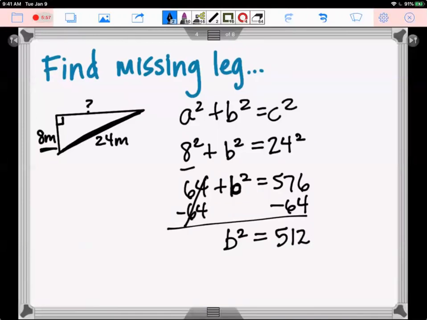And then how do we undo the square? What's the opposite of the square? It's the square root. Square root, square root. This shows the cancel right there. So b equals, and what is the square root of 512?